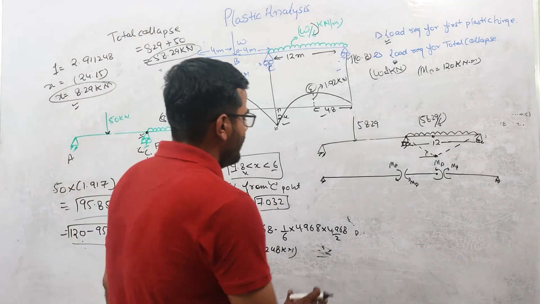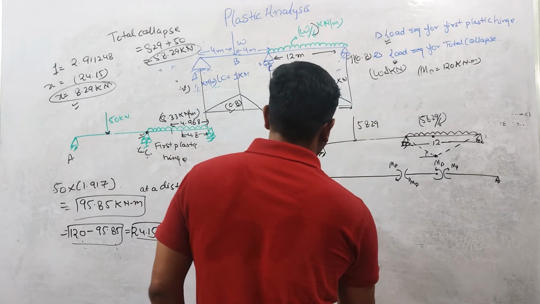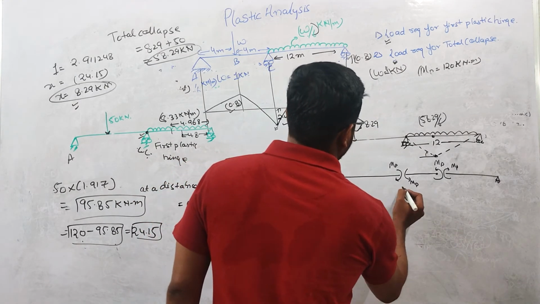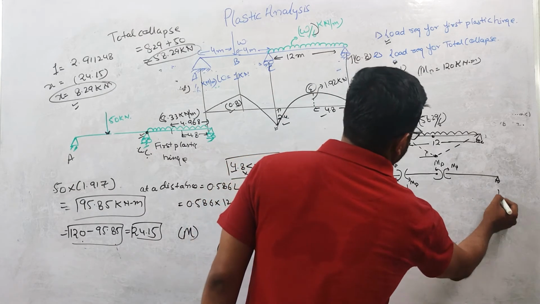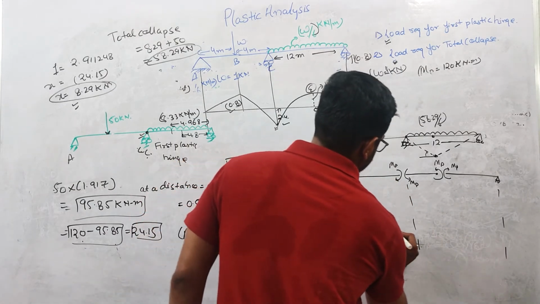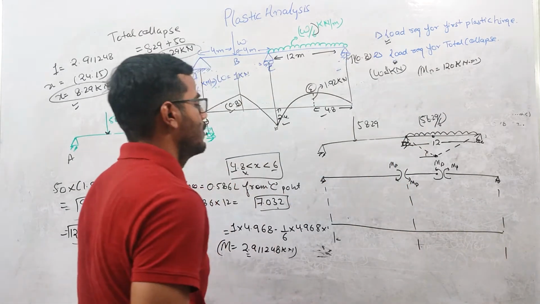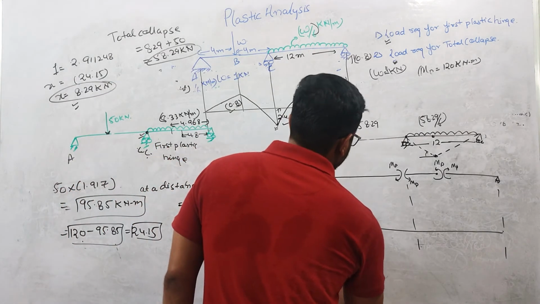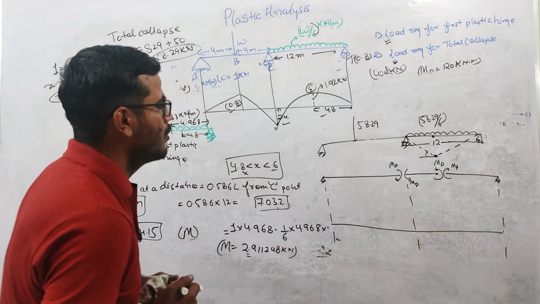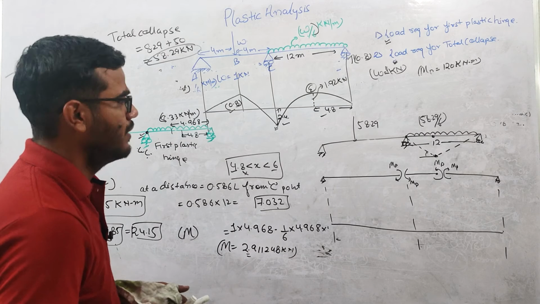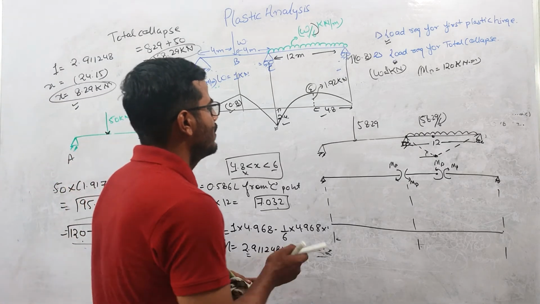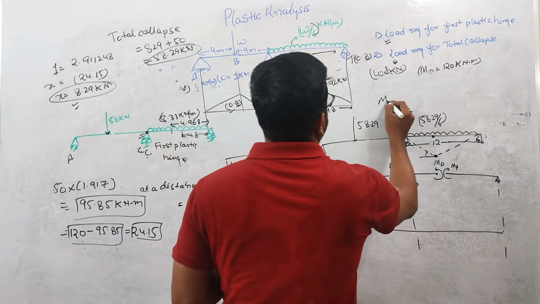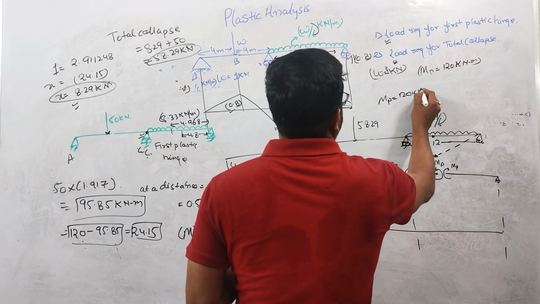The bending moment diagram at the collapse will look like this. First there is the MP moment. If you want to draw the bending moment at the collapse, you can solve this equation, there is no issue. You already know the MP value. MP is 120 kilonewton meter, and you can solve this.